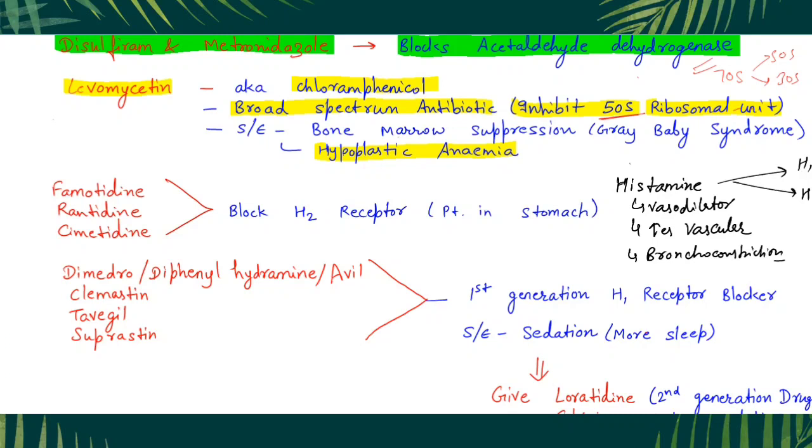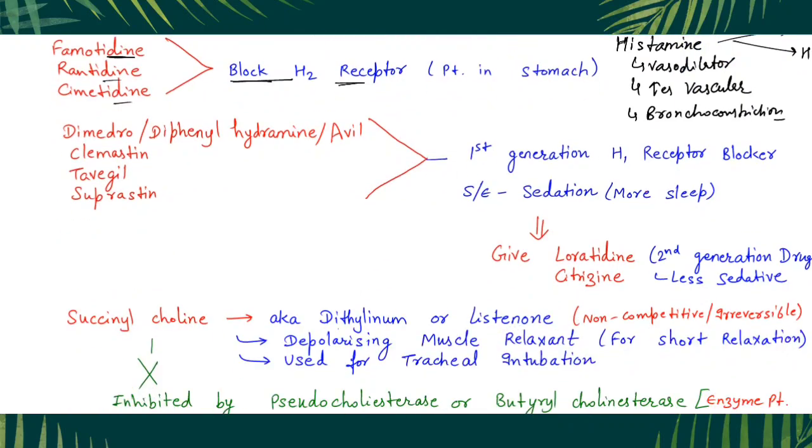Now we have the drugs, of course, since we are talking about pharmacology. Which drugs block the H2 receptor? That is famotidine, ranitidine and cimetidine. These drugs block the H2 receptors, which are present in the stomach. So remember, all the drugs ending with -tidine are H2 receptor blockers.